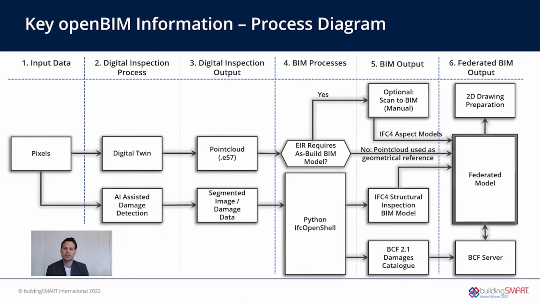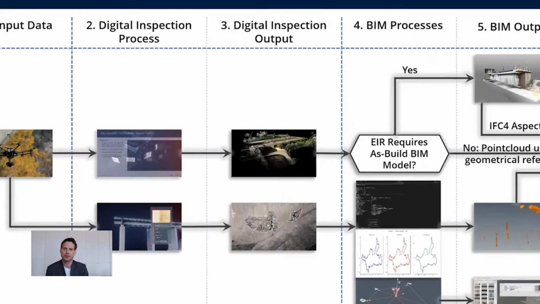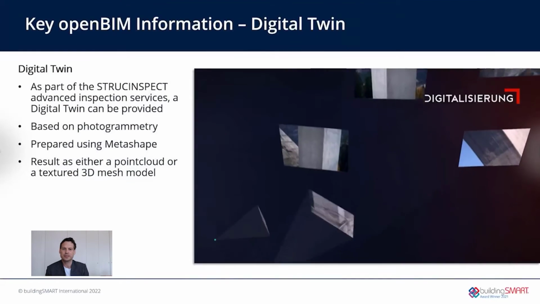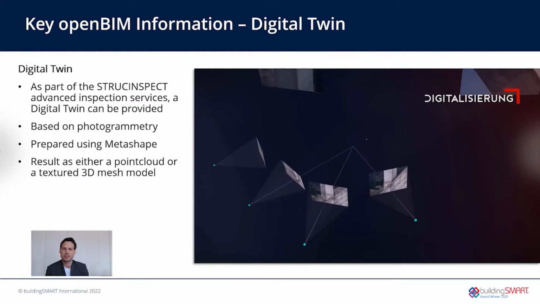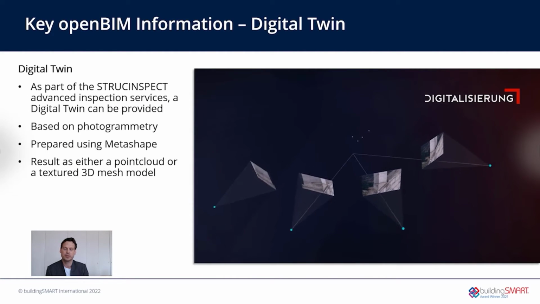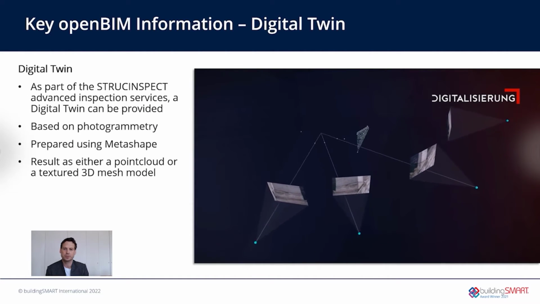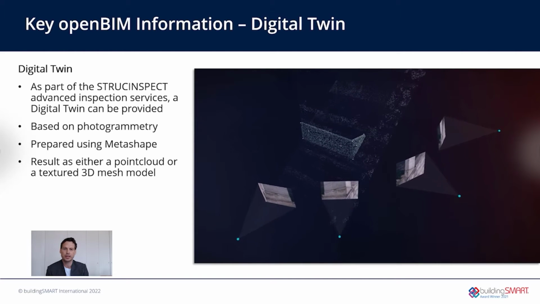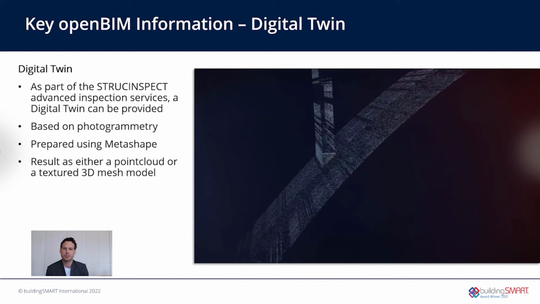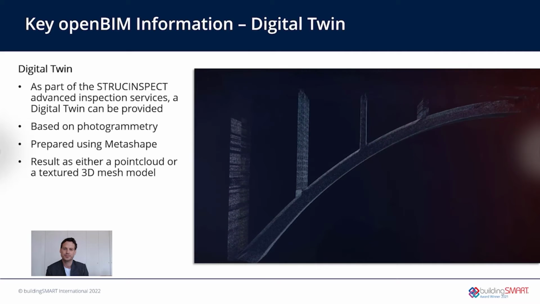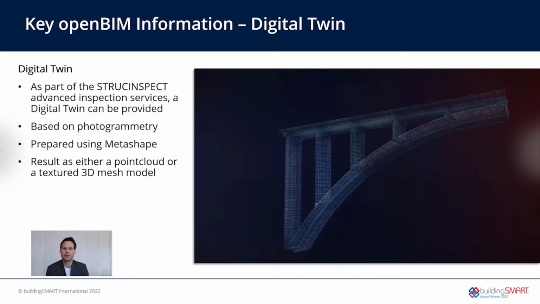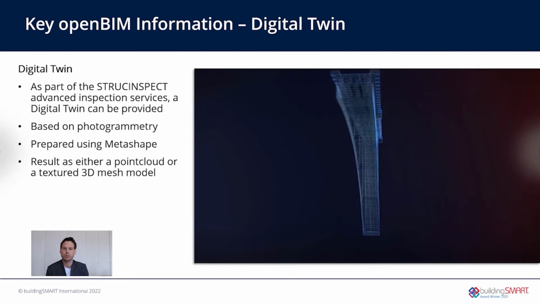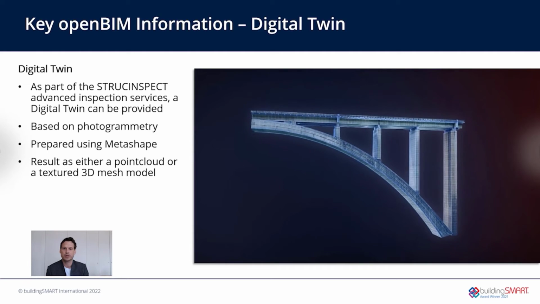So, based only on this input data, we have 2 primary operations that are performed as part of the digital inspection. The first is the creation of the digital twin. As part of the StructInspect Advanced Inspection Services, a digital twin can be created using photogrammetry. The result of this process can be either a point cloud or a textured 3D mesh model, depending on the end user's requirements. However, either point cloud or textured model can be used equally well, as we'll see later when we describe the BIM processes.